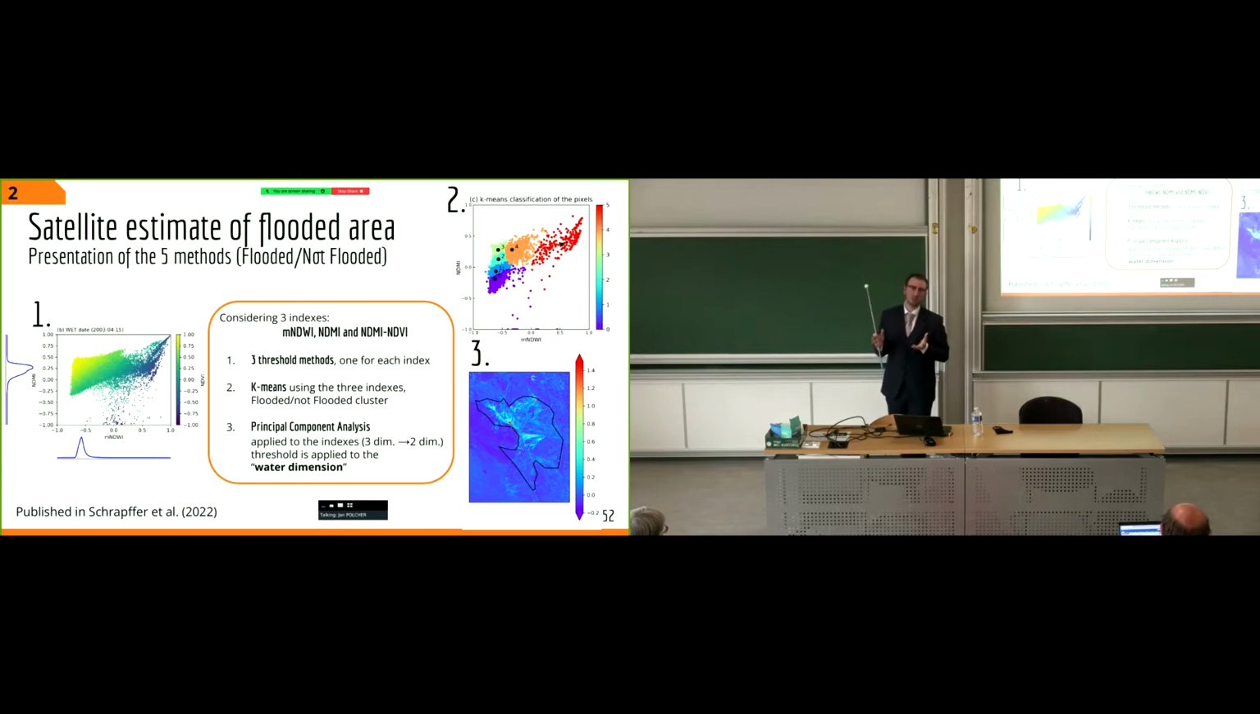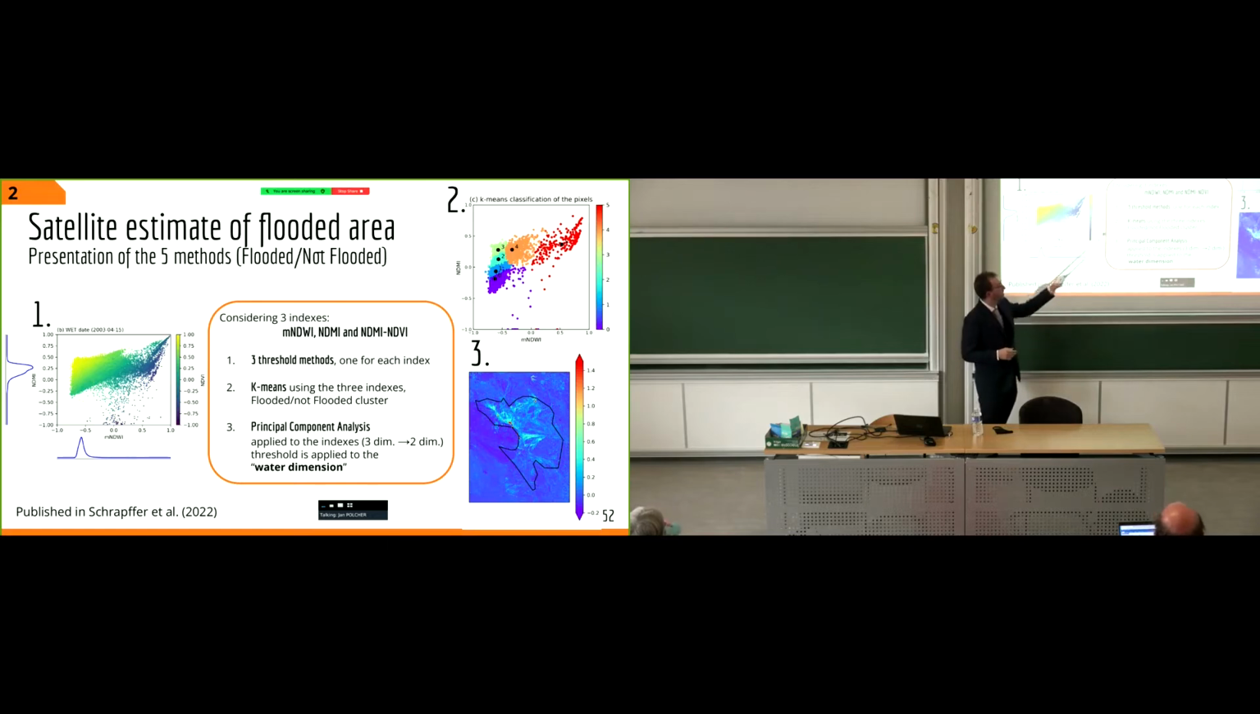So these 5 different methods are classification methods, because we want to know if a pixel is flooded or not. I consider 3 of the spectral indices, and I used 3 different threshold methods, which means for each one of the indices, for example here MNDWI, I say okay, for this index higher values correspond to wetter conditions, so I select a threshold and I say all the values which are higher than this threshold are flooded pixels and the others are not. So these are the first 3 methods.